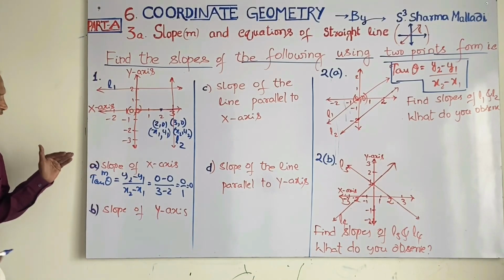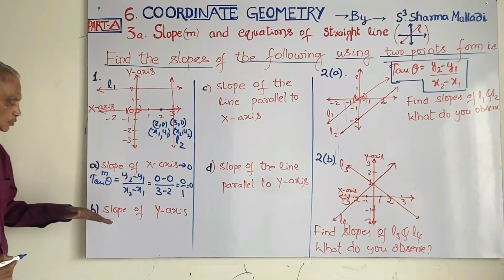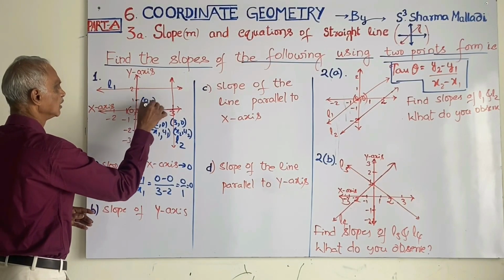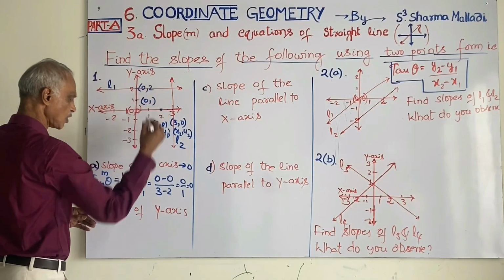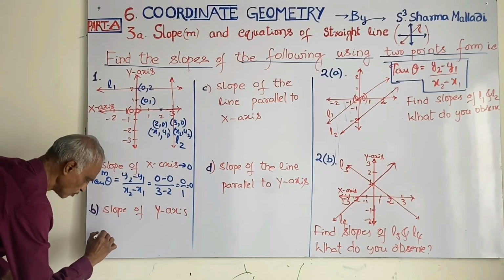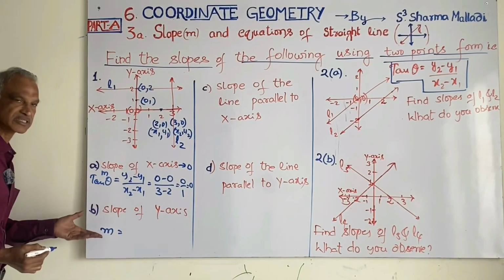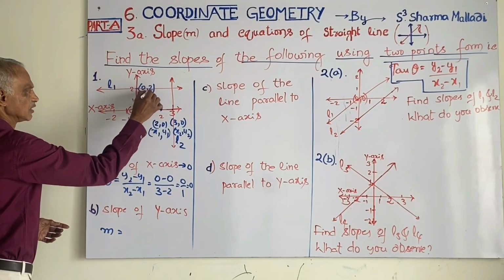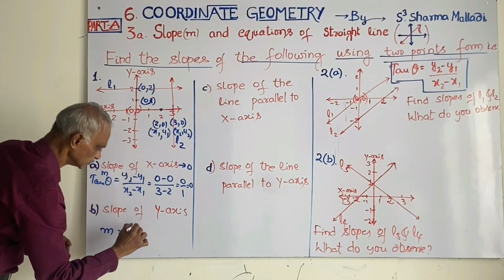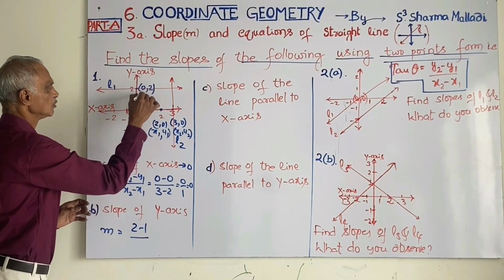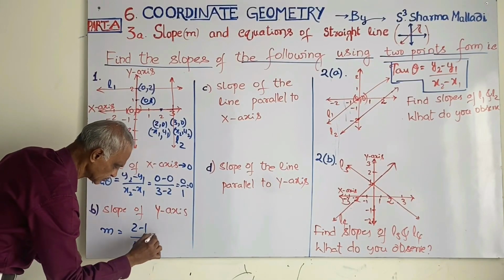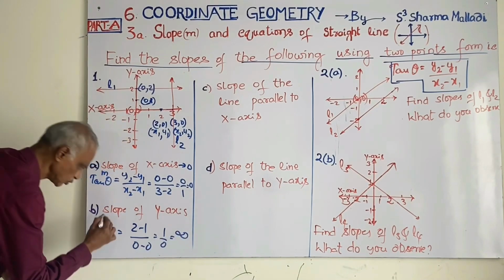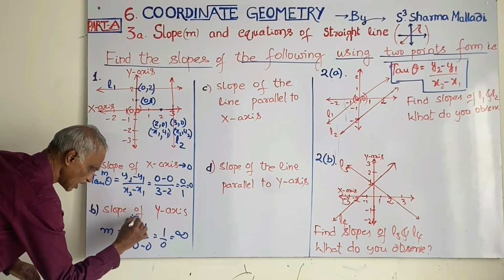What is the slope of x-axis? 0. Now the slope of y-axis. Take these two points: this is (0, 1) and this is (0, 2). We have to find the slope of y-axis. It is y2 minus y1 by x2 minus x1, where this is x1, y1 and x2, y2. 2 minus 1 by 0 minus 0 is 1 by 0. It cannot be defined, it is undefined. The slope of y-axis is undefined.